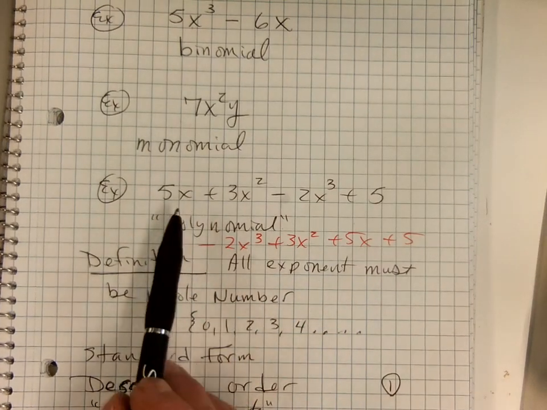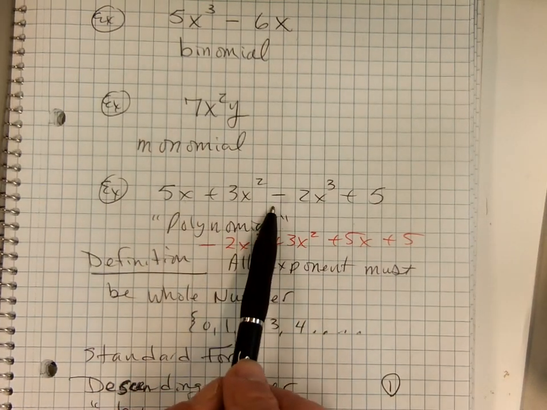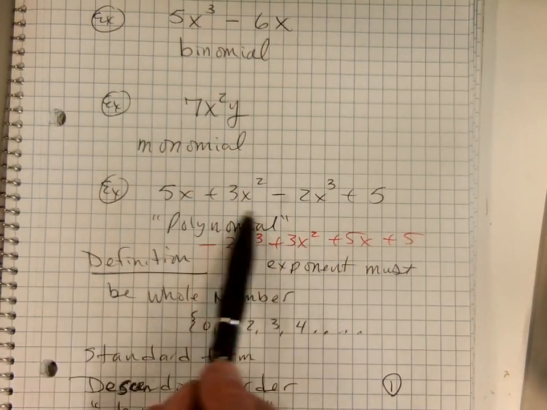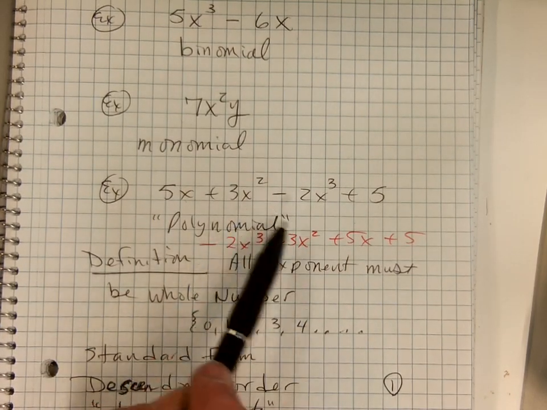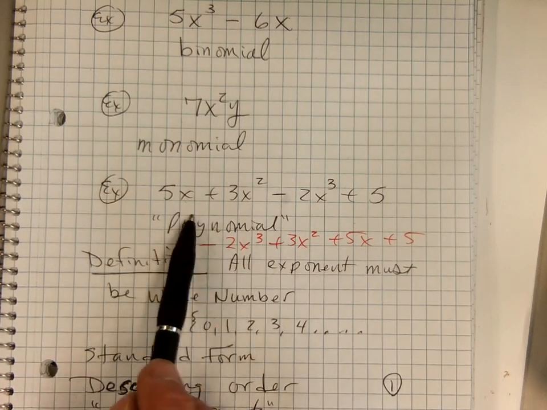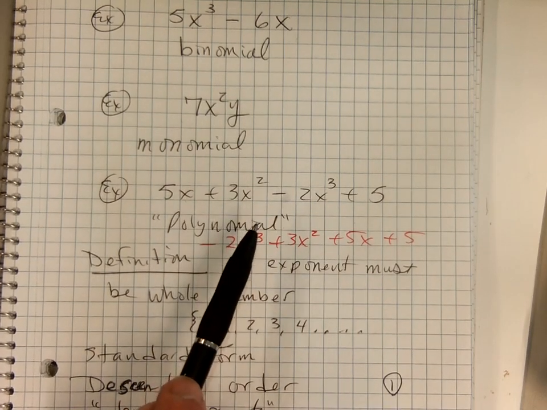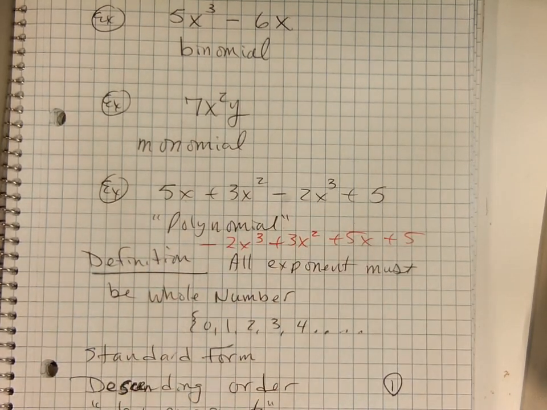This example, 5x plus 3x squared minus 2x cubed plus 5, has 4 terms. So we don't call it a quadnomial because there's a certain point where we say, well, enough is enough. So we just call it a polynomial. Anything bigger than 3 terms, we just call it a polynomial, okay?